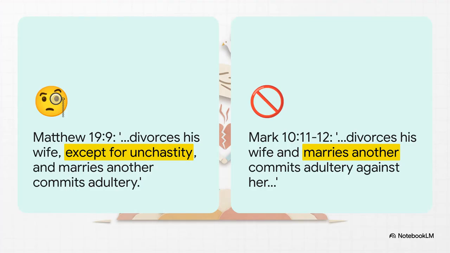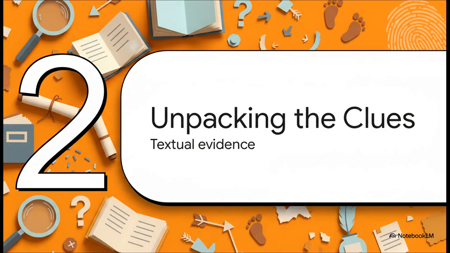Okay, so look at this. Here's the problem, side by side. You've got Matthew 19:9, and he says you can't divorce your wife except for unchastity. But then you jump over to Mark's version of the exact same conversation, and poof, the exception is gone. It's just whoever divorces his wife and marries another commits adultery, period. No exceptions. So how in the world do we solve this?